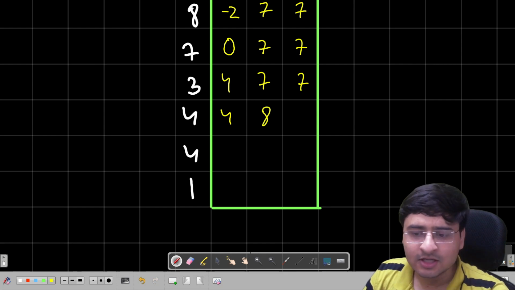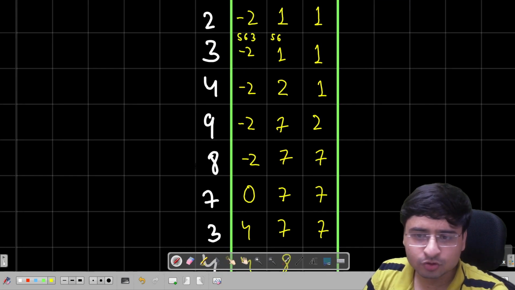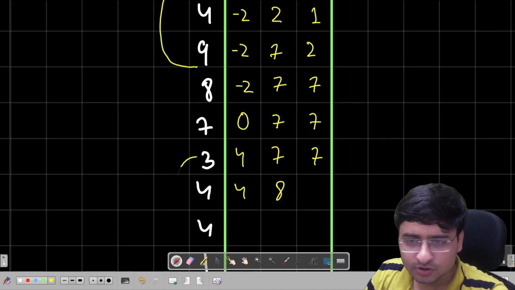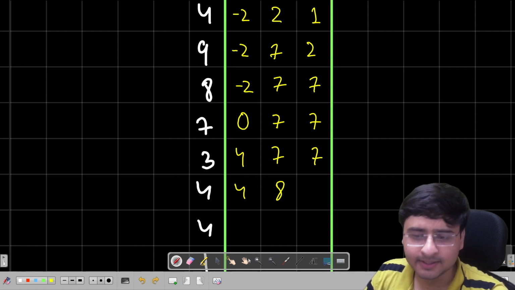So considering this, look at this 8. How are we getting this 8? You bought on 2, right? You bought when the price was 2. You sold on the next day and got a profit of 7. You bought on 3. You sold on 4. You got a profit of 1. 1 plus 7 is 8. So this is how this 8 is coming up, correct?